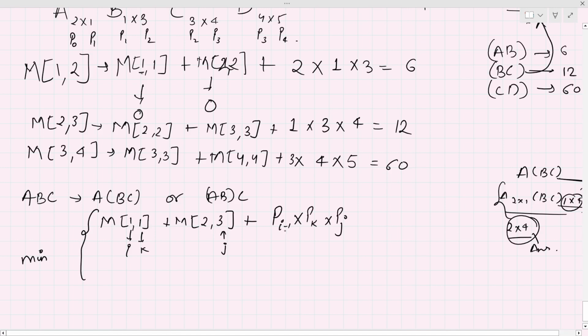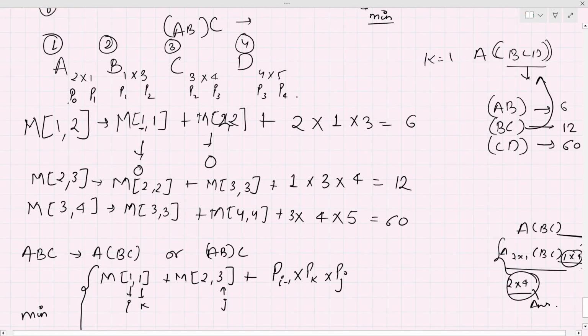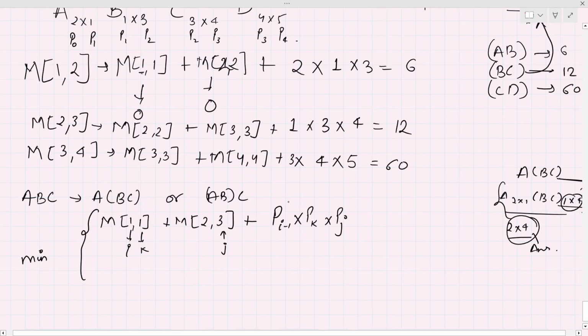Okay, I minus 1 means I minus 1. What's the value of I? The value of I is 1. 1 minus 1 is 0. So what's the value of P0? P0 value is 2.